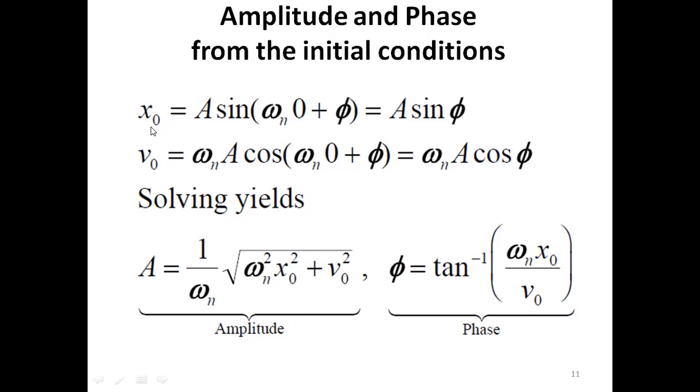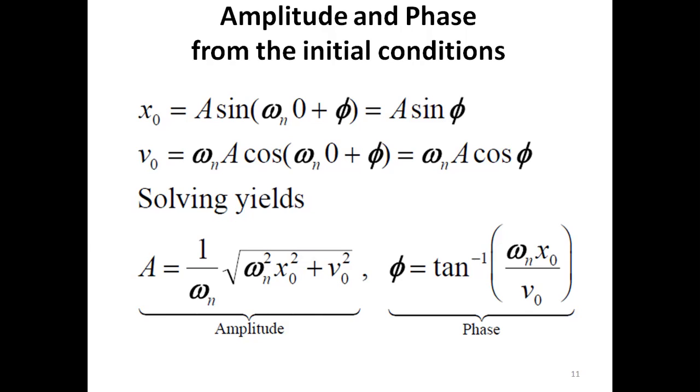So x of 0 is x naught is equal to A sine omega n, and t is 0, plus phi. From this equation I would get A sine phi. Then I have to use the second initial condition, which is x dot of 0 is equal to v naught. For that I have to differentiate our displacement equation.